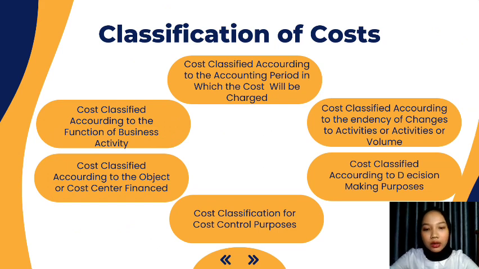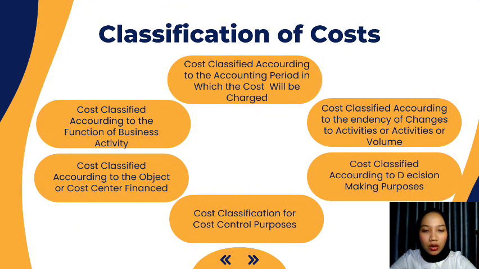Then, the next literature review is classification of costs. There are 6 classifications of costs. First, cost classified according to the function of business activity. The main functions of the activities of companies can be classified into 1. Production function, 2. Marketing function, 3. Administration and general function, 4. The financial function. Second, cost classified according to the accounting period in which the cost will be charged.